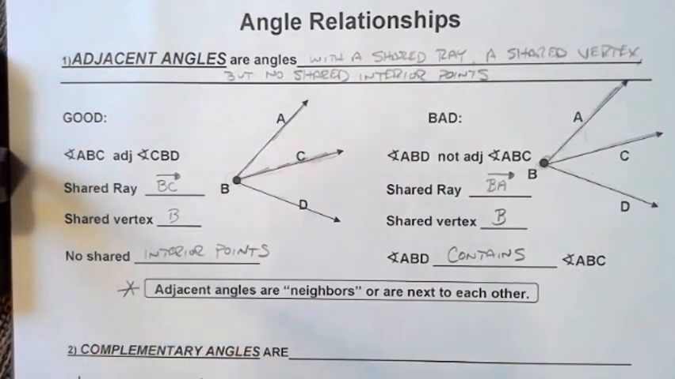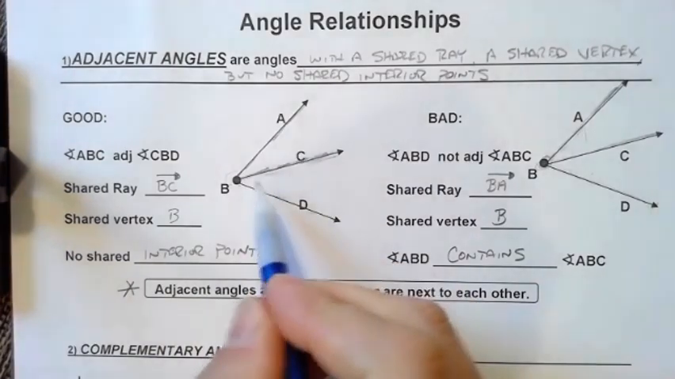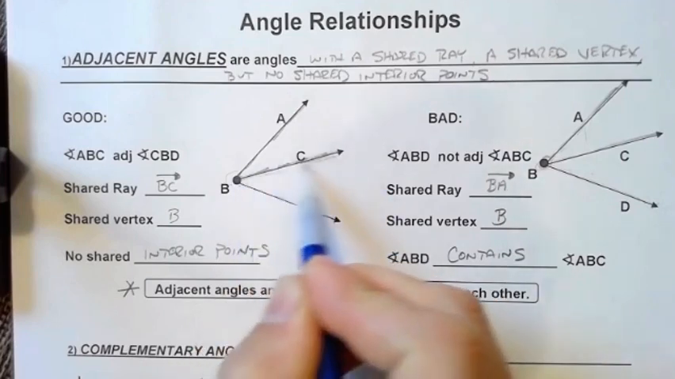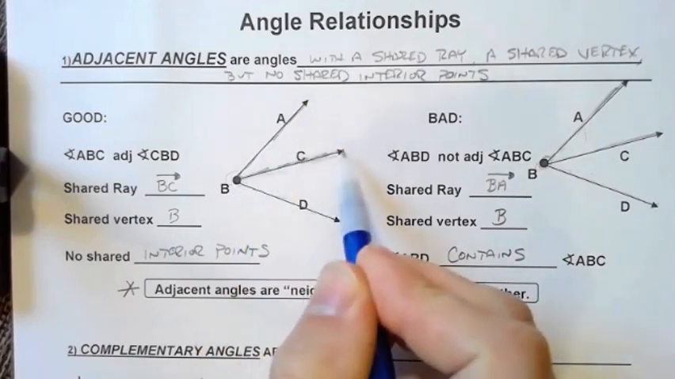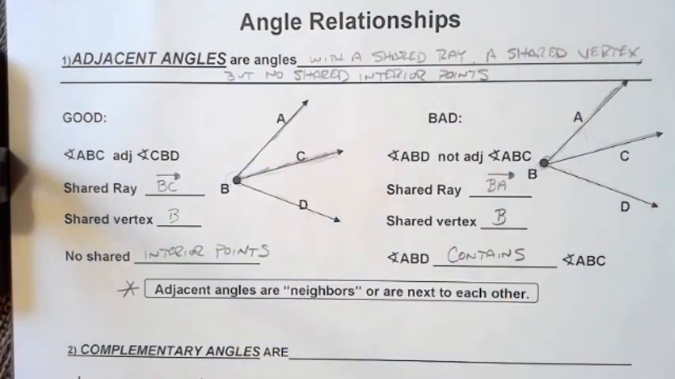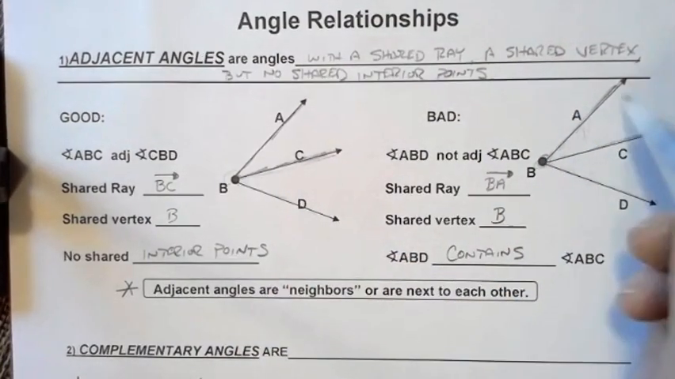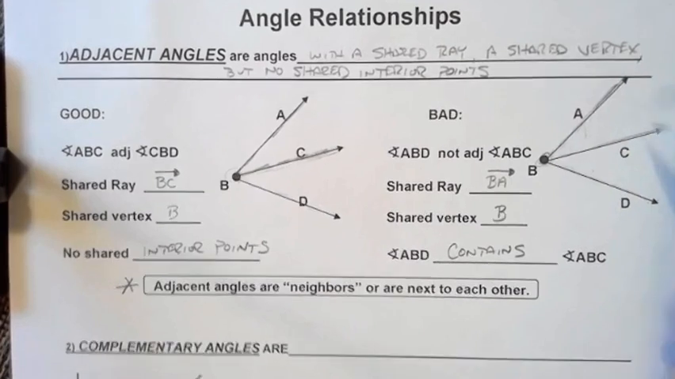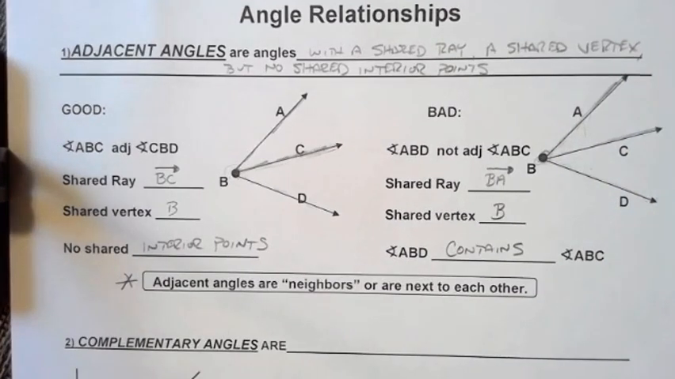The best way to think about adjacent angles is as neighbors. They're next door to each other. So for example, in this picture, ray BC was the shared ray, but it's kind of like a fence that divides the property between angle ABC and angle CBD. That's the fence right there. But in this picture over here, we have angle ABC, but angle ABD overlaps that angle, so it has shared interior points. So again, adjacent angles, best way to think about them, they're neighbors. They're right next door to each other.